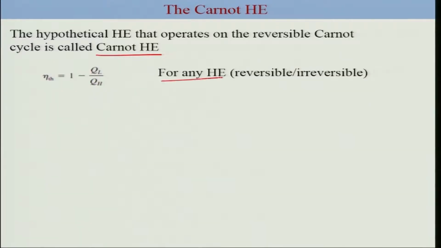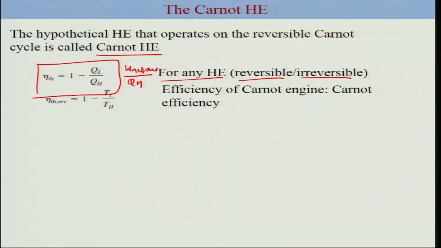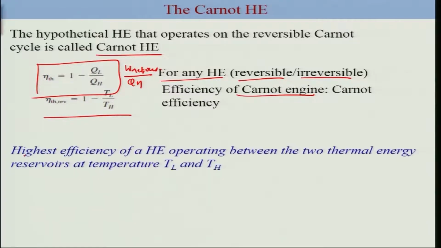For any heat engine, reversible or irreversible, we know that the thermal efficiency is simply 1 minus QL by QH, or W net out divided by QH. Now if you assume that your heat engine operates on a reversible Carnot cycle, you can replace QL by QH with simply TL by TH. So this is the efficiency of a Carnot engine, and that will be called Carnot efficiency. This will be the highest efficiency of a heat engine which operates between two thermal energy reservoirs at temperatures TL and TH.